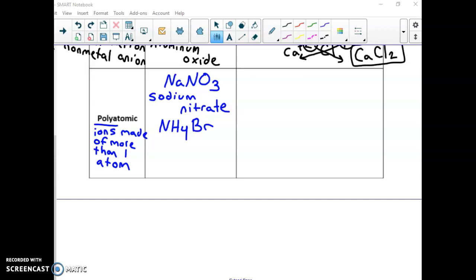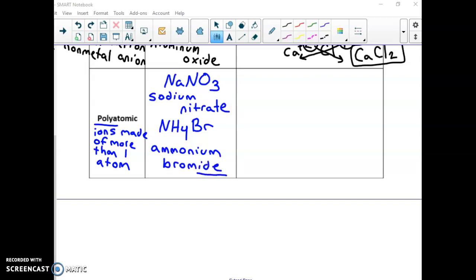So we have NH4, which is weird because it's going first, but it's not a metal. And we have Br, so NH4Br. NH4 is one of the polyatomic ions. It's the only one that's a cation. And if you look for it, it is called ammonium. But it's bonded to just a single anion. You know, bromine is just one element. It's not made up of more than one. So we have to use the rule before. This is going to be ammonium bromide.